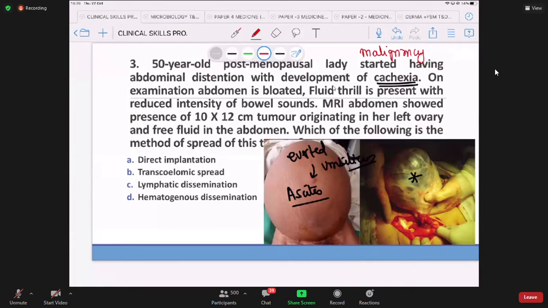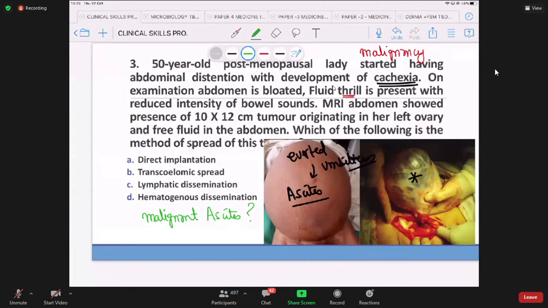On abdominal examination, the tummy is all bloated. You can notice fluid thrill. You are all aware fluid thrill usually appears when there is something in the range of about 500 to 1000 ml of fluid present. And MRI abdomen is showing a tumor originating in the left ovary. So what is my clinical diagnosis, guys? My clinical diagnosis on reading the first 4 lines of the MCQ is that this lady is having malignant ascites.